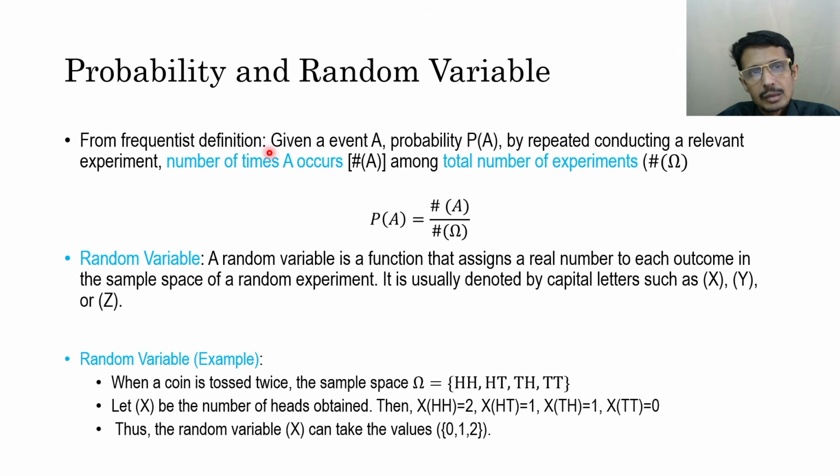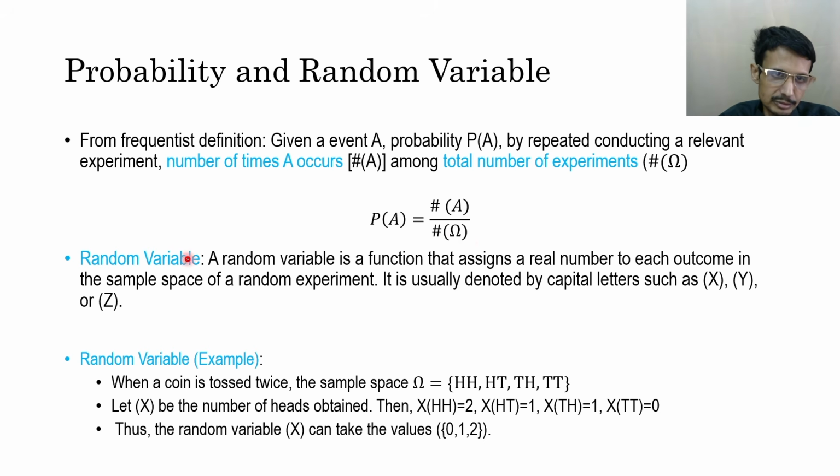Now, here is another definition, called the frequentist definition. Given an event A, the probability P of A is found by repeatedly conducting a relevant experiment and counting the number of times A occurs among the total number of experiments. So probability is basically the number of occurrences of A divided by the total number of experiments.